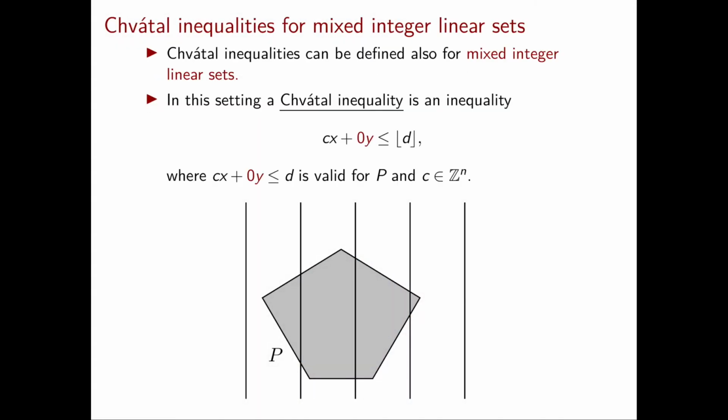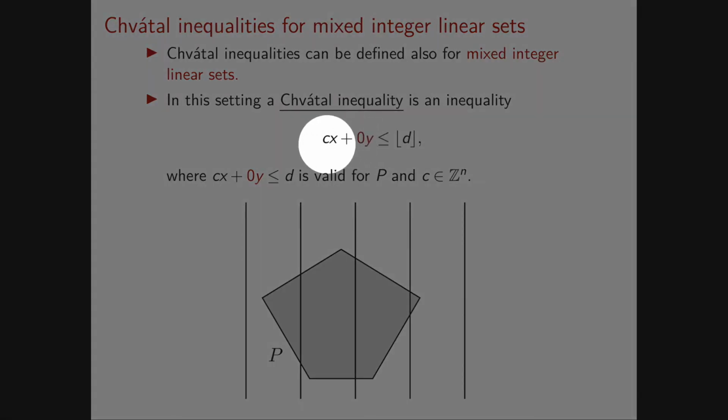In the pure integer setting, we discussed Chvátal inequalities, and so the first thing we should do is to try to define Chvátal inequalities also in the mixed integer setting. We can define them also in this setting, but we will see they're not as powerful. In the mixed integer setting, a Chvátal inequality is defined as follows. It is an inequality of the form Cx plus 0y, just to emphasize that there is no y in the inequality, less than or equal to the floor of d, where the same inequality but with right-hand side d is valid for P and C is an integral vector.